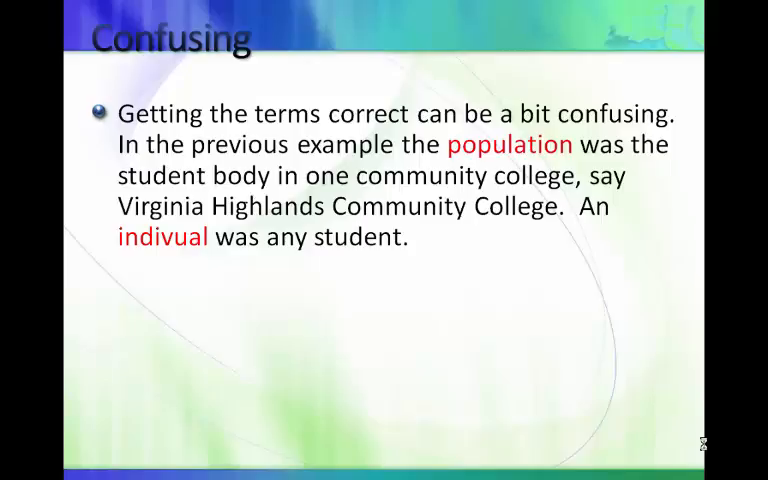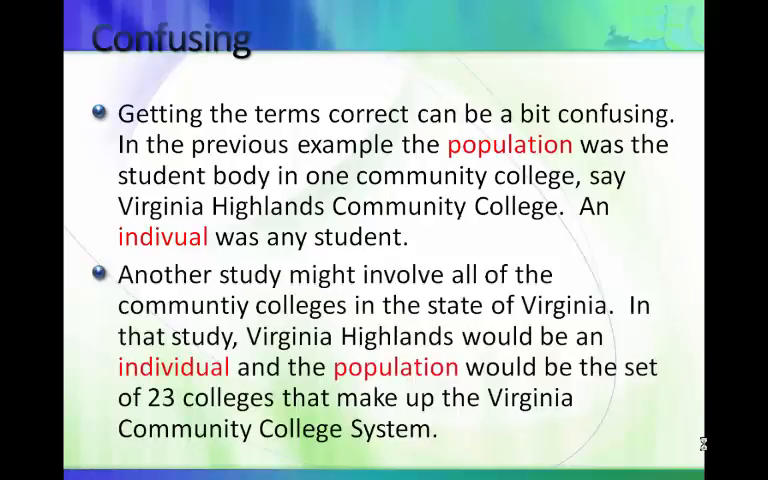Getting the terms correct can be a bit confusing because in the previous example the population was the student body in one community college, say Virginia Highlands Community College. An individual was any student at Virginia Highlands Community College. Another study might involve all of the community colleges in the state of Virginia. In that study, Virginia Highlands would be an individual and the population would be the set of 23 colleges that make up the Virginia Community College system.